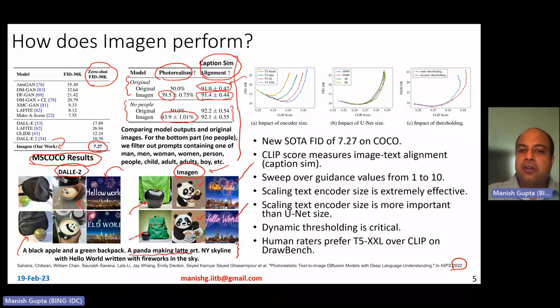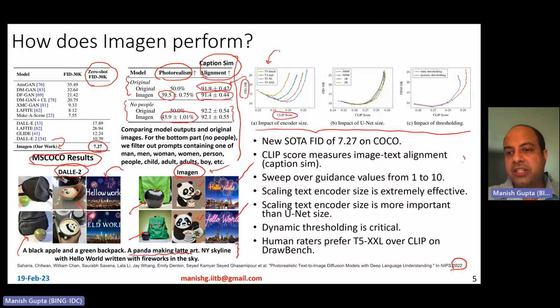Now, what happens when you vary various configuration settings in Imagen? For example, you can change the encoder size. You could use T5 small, T5 large, T5 XL, T5 XXL. As you observe in this plot, also called the Pareto chart, you look at FID score versus the CLIP score. FID score is a distance score, lower the better. CLIP score measures image text alignment, so the higher the better.